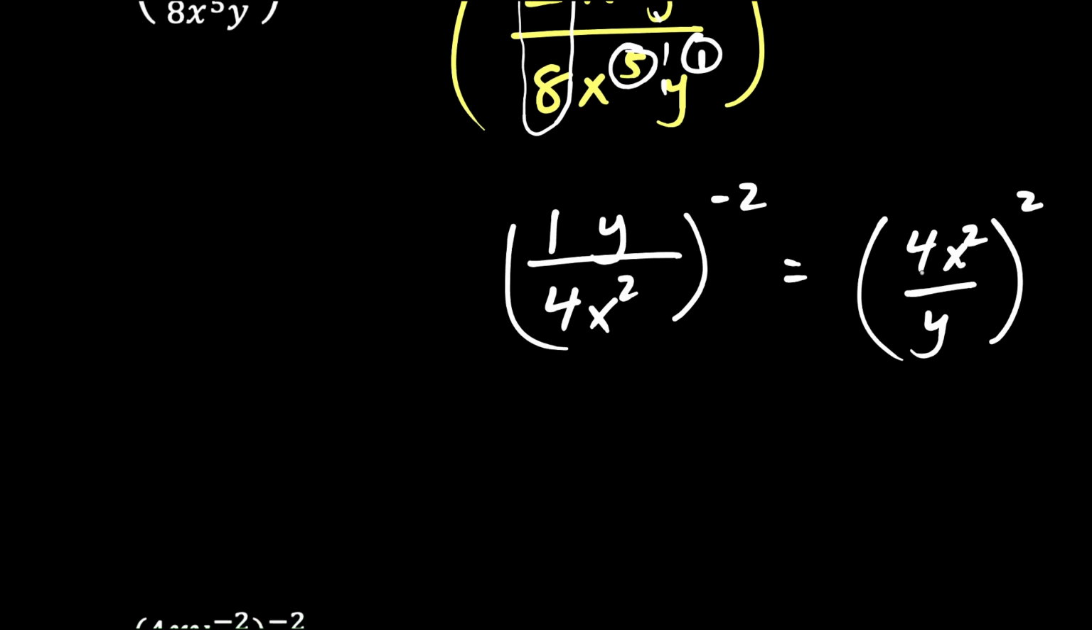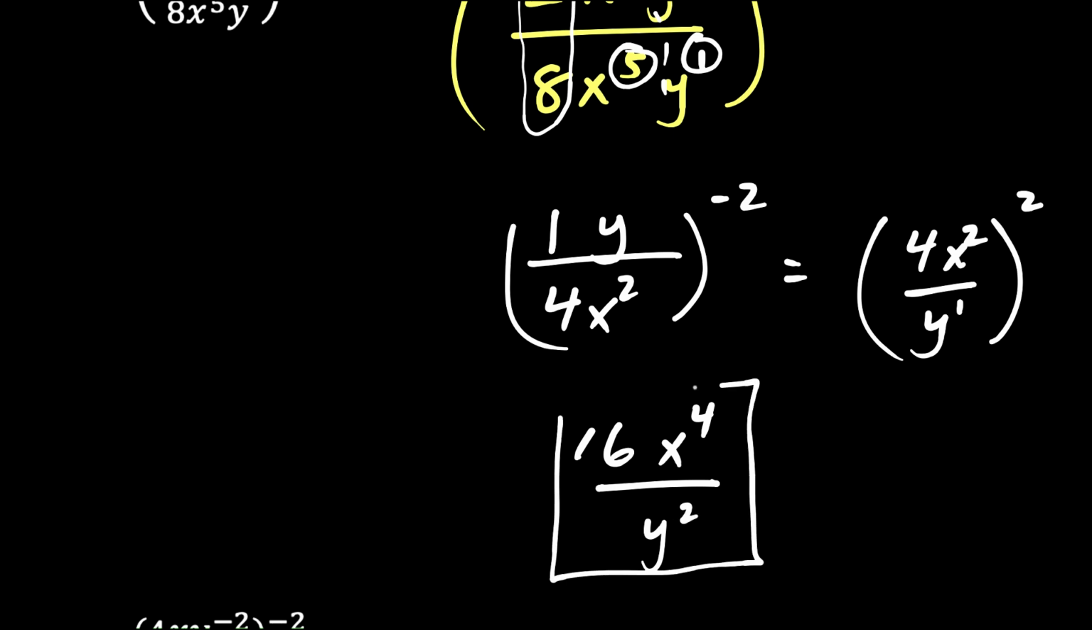And to finish this off, we're going to distribute that 2 to each exponent piece. So we're going to have 4 to the second, which is 16. X squared squared, power to a power, we're going to multiply, so we're going to have x to the fourth power over... And remember, y is just being squared. If you want, you can put a 1 and multiply. Power to a power we multiply, so you're still going to have y squared. And we're done with that one.